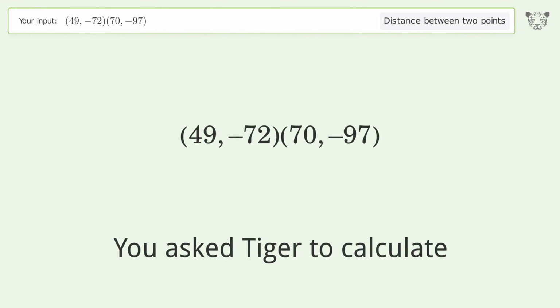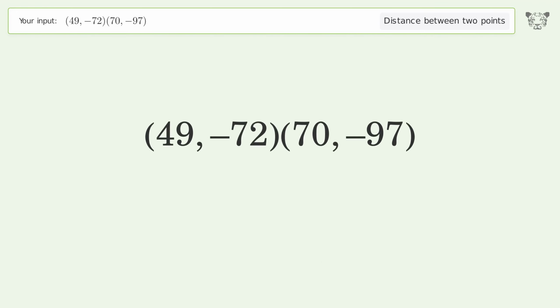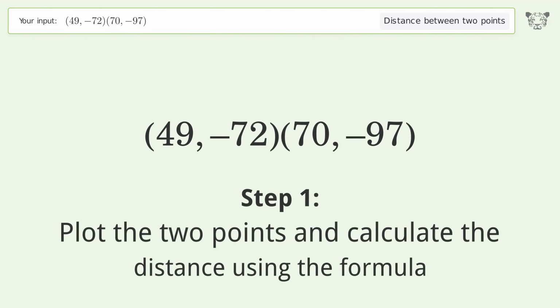You ask Tiger to calculate. This deals with the distance between 2 points. The distance between the 2 points is the square root of 1066, or 32.65. Let's solve it step by step. Plot the 2 points and calculate the distance using the formula.